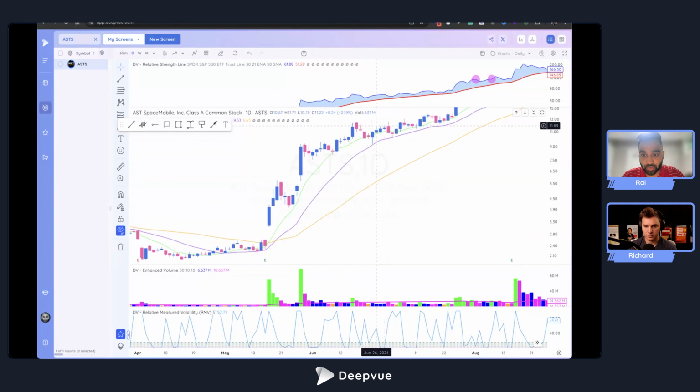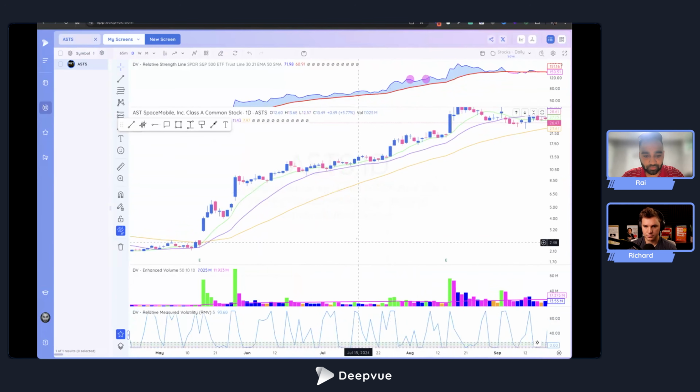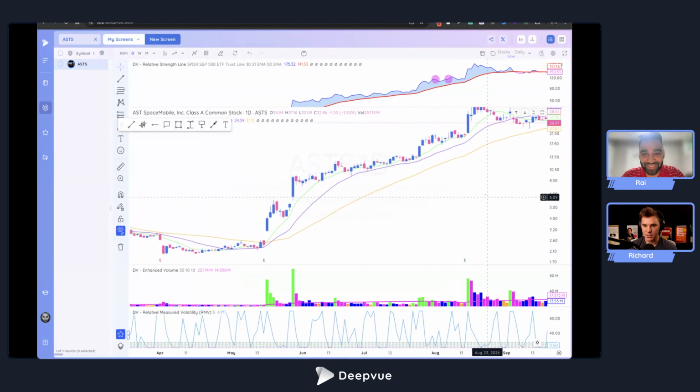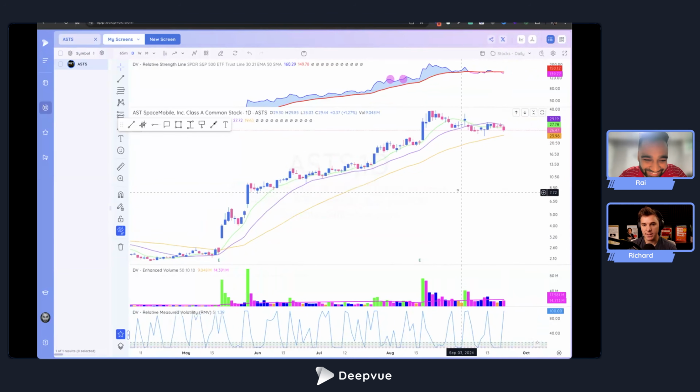We get the RMV of 0. We have another consolidation. It continues higher. This one was just too good. It just does it over and over. It's a high tight flag setup when it gets up here.